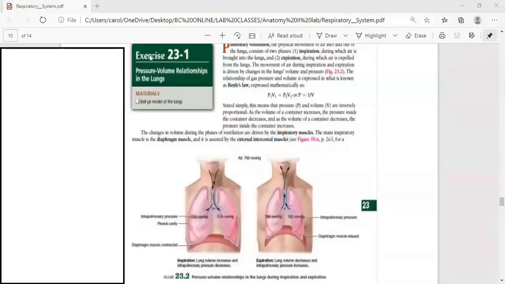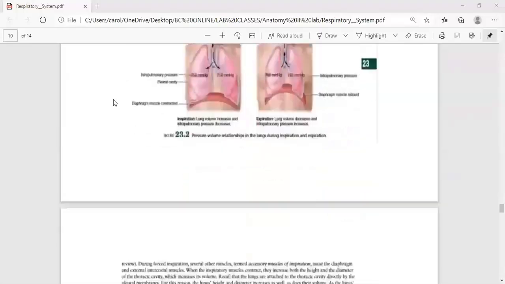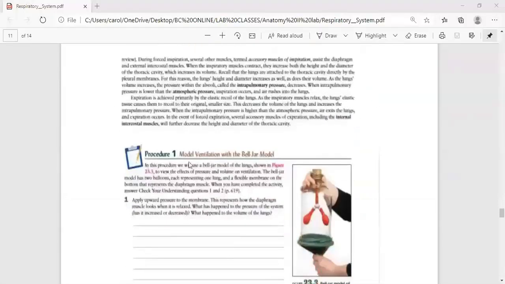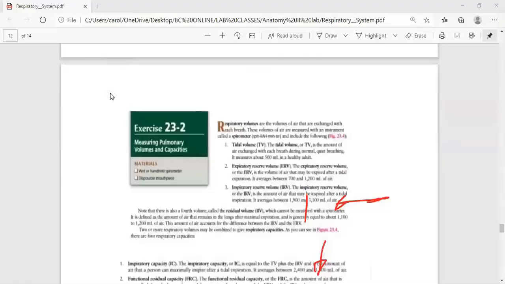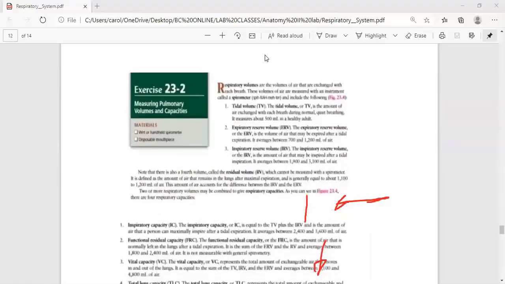So people got some balloons and put them inside a little dome right here, and they call this the Bell jar, right? The balloons are collapsed, but you see how they are pulling this down like that? When they pull this thing like that, they see that the balloons actually inflate. When they let go of this membrane, the membrane goes up, and you can clearly see how the air goes outside the lungs right there. Now, we have in here measuring pulmonary volumes and capacity.